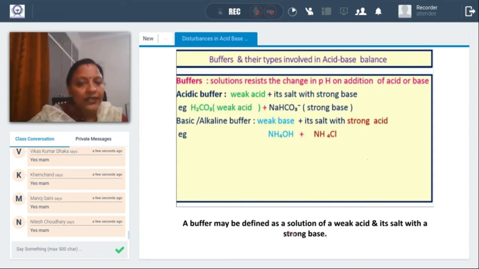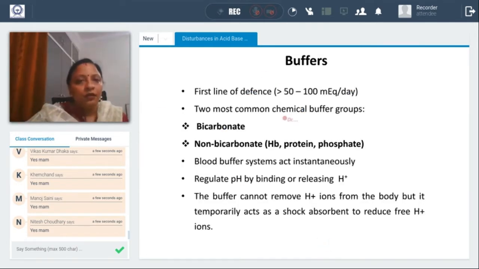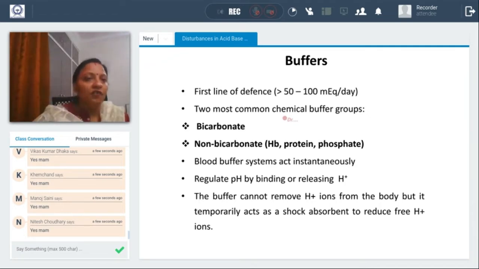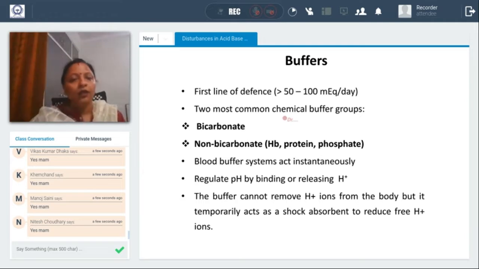So a buffer may be defined as a solution of weak acid and its salt with a strong base. This is the first line of defense. The two most common chemical buffers: first is bicarbonate, HCO3 minus, and the other is non-bicarbonate, which includes hemoglobin, proteins, and phosphate buffer.